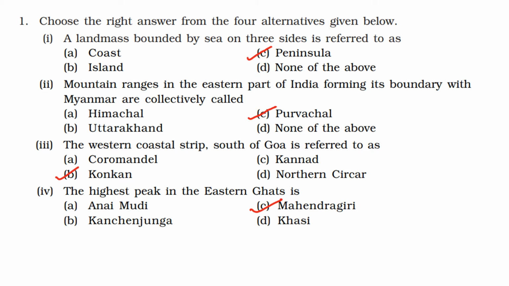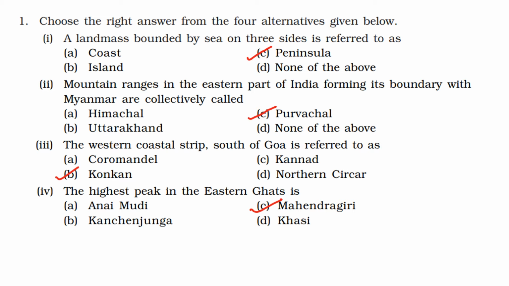Question number 1, choose the right answer from the four alternatives given below. The first part is, a landmass bounded by a sea on three sides is referred to as, answer is C, Peninsula. Second, mountain ranges in the eastern part of India forming its boundary with Myanmar are collectively called as Purvanchal. Answer C is correct.